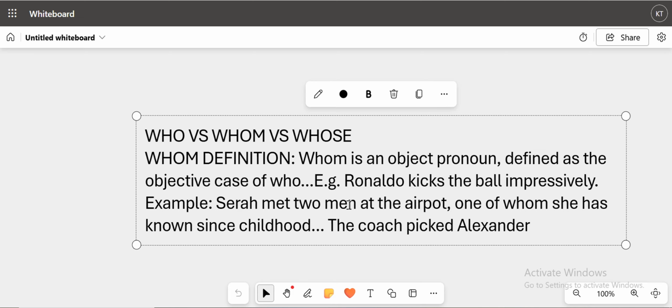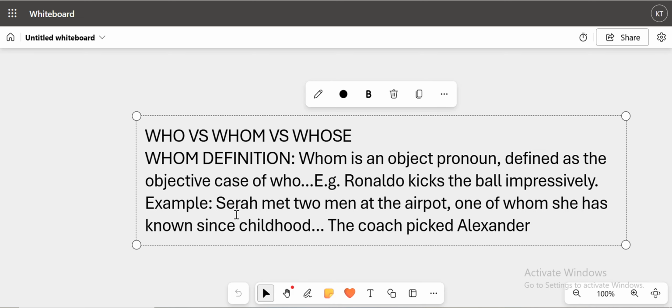Now let's look at examples where we can use whom correctly. Sarah met two men at the airport, one of whom she has known since childhood. Sarah is the subject here, and the two men are the objects in this sentence.